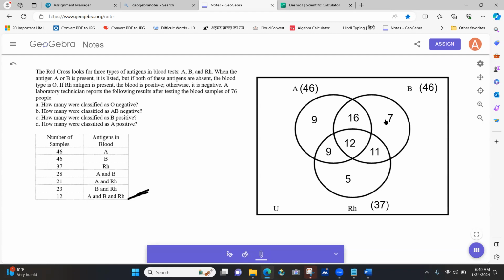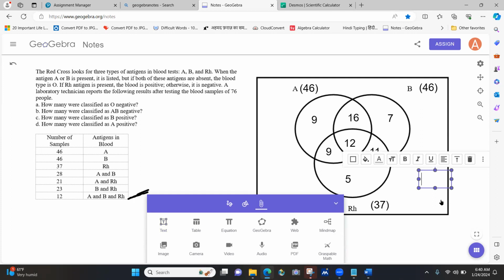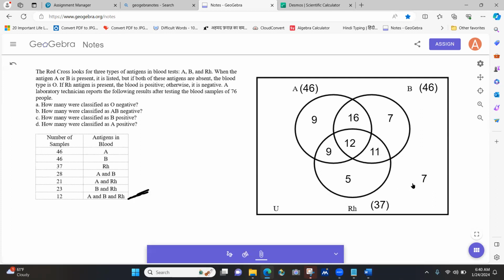37 plus 7 is going to be 44. 44 plus 9 is going to be 53. 53 plus 16 is going to be 69. From 76, if you subtract 69, you're going to get 7. Now, I will check it once again because I don't want to mess it up. This is 37. I checked it twice. 37 plus 16 is 53. 69. So that sounds about right. I would like to believe I didn't mess it up.